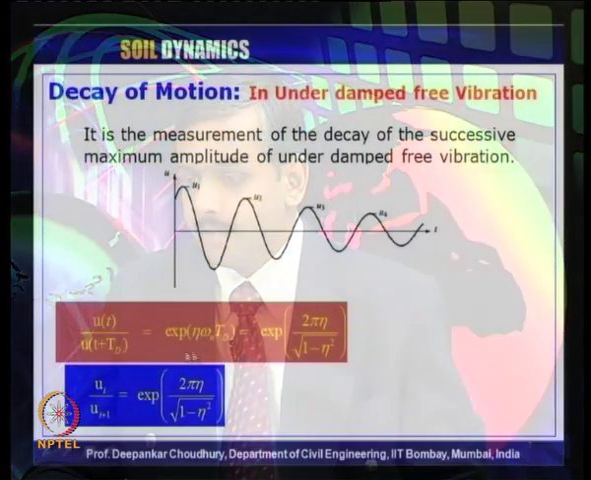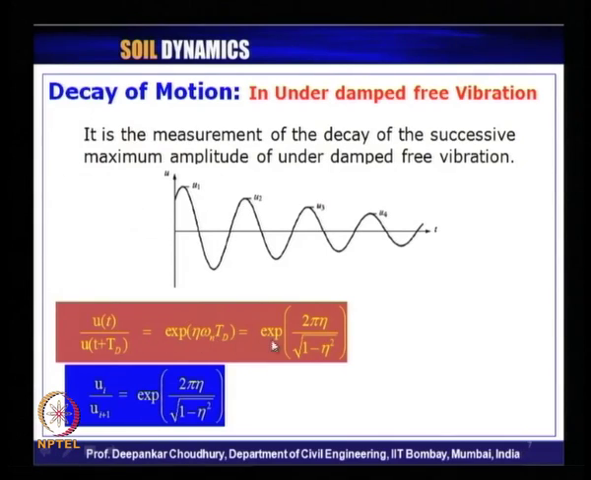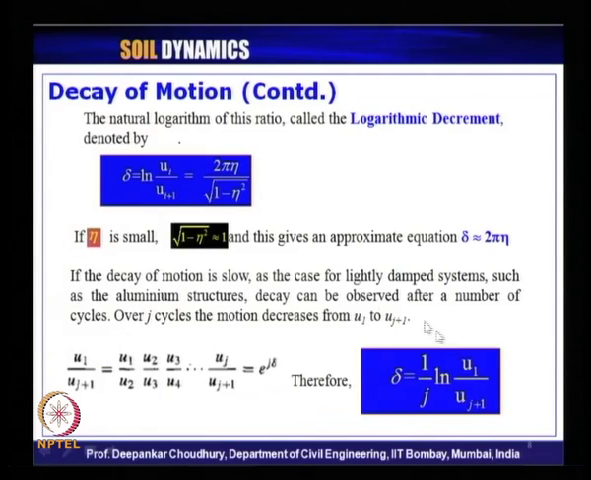Here, what I have just derived is given in the form of expressions in terms of u. The logarithmic decrement delta is 1 by j, times the log of the displacement in the first cycle over that in the j plus 1th cycle. So, after the jth cycle the motion has decreased. This is due to the decay of motion, and this logarithmic decrement is given by 2 pi eta by root over 1 minus eta square.